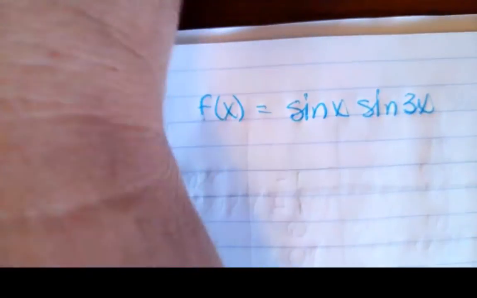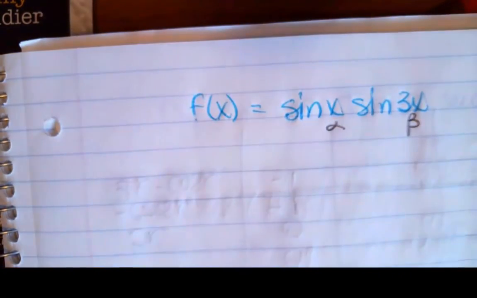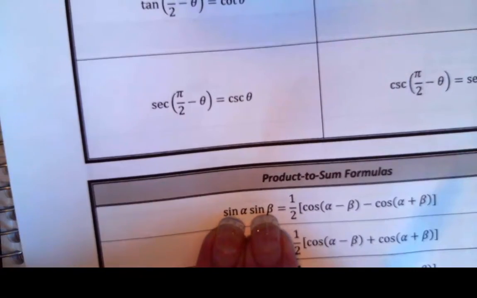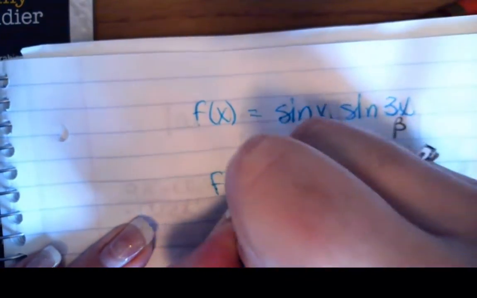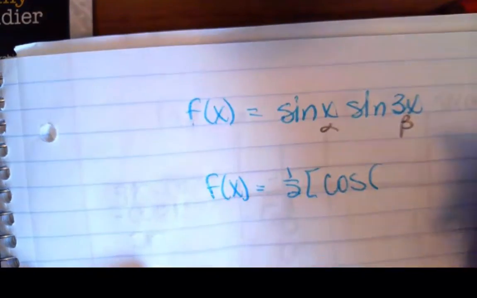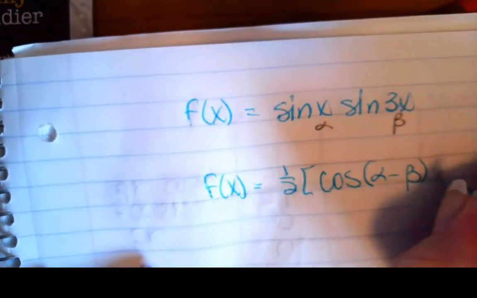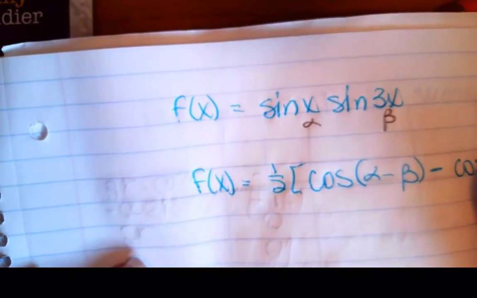I noticed right off I got an alpha and I got a beta. Looking at my trig identity sheet for my products to sums, I've got the sine of alpha times the sine of beta is going to be this over here. So I have 1/2 the cosine of alpha minus beta minus the cosine of alpha plus beta. Okay, and let's make this a little bit taller so you can see what's going on. And then I can simplify.